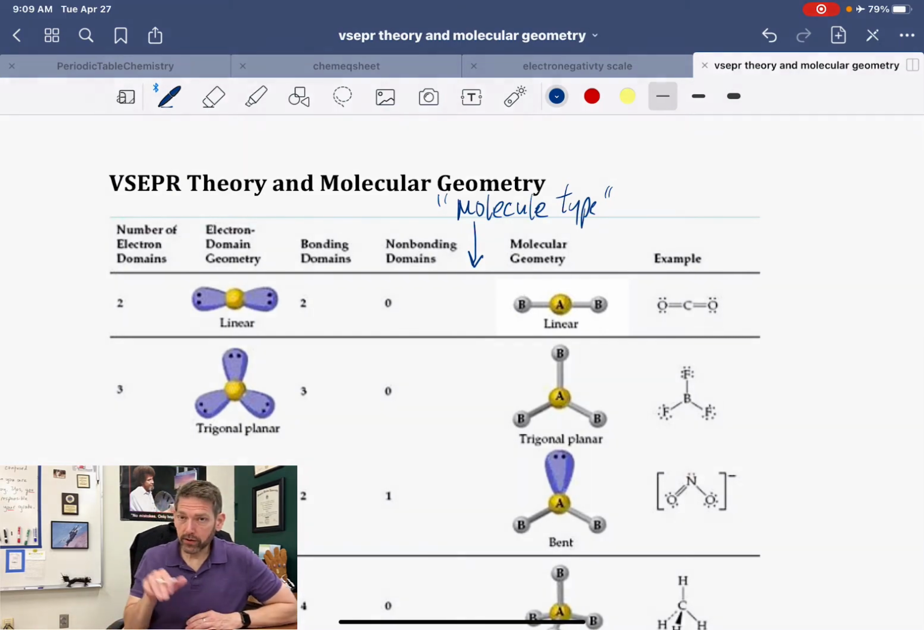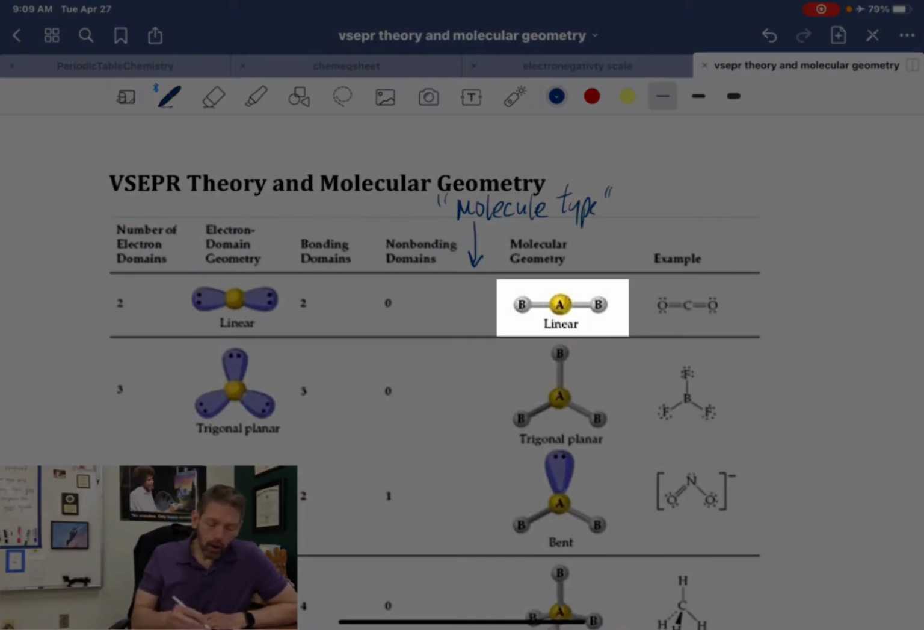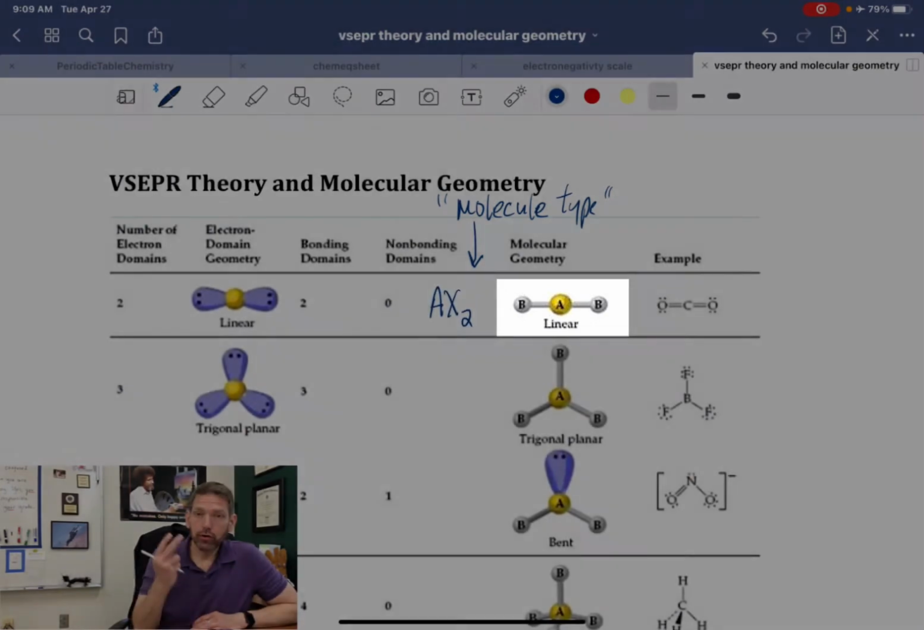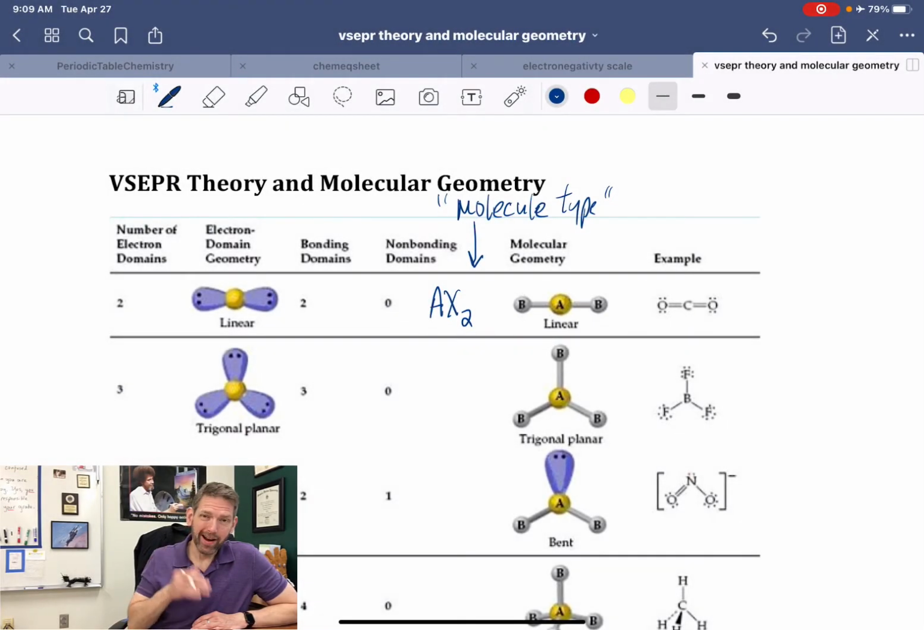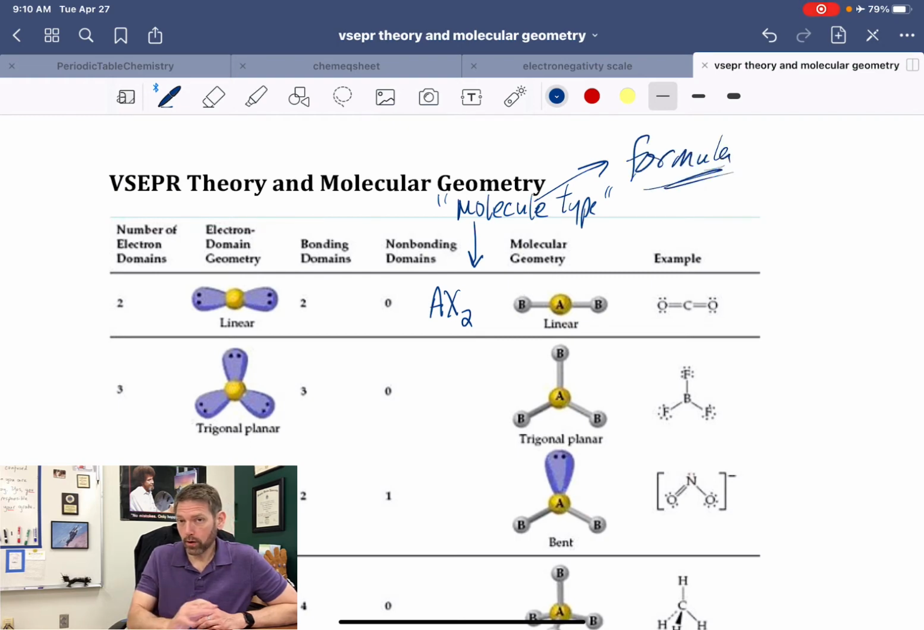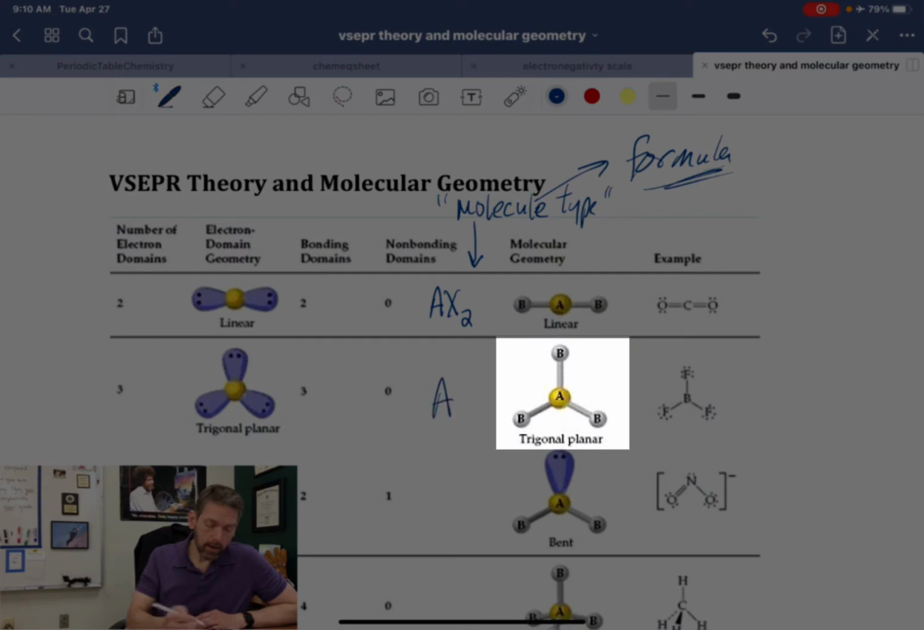If we look at this first example, where you have an A in the middle, there's A, and then there are 2 X's. So we're going to write AX2 on here. The molecule type will help us understand the compound formula, and we're going to find that it actually does make a difference. The next one down, you can see there's an A, and then there are 3 B's, so I'm going to go AX3.